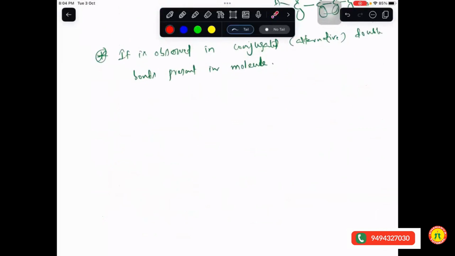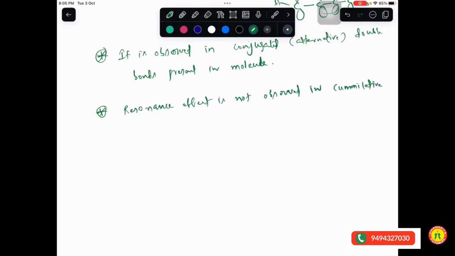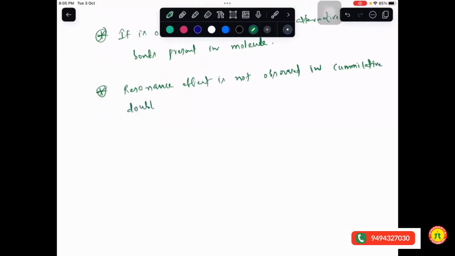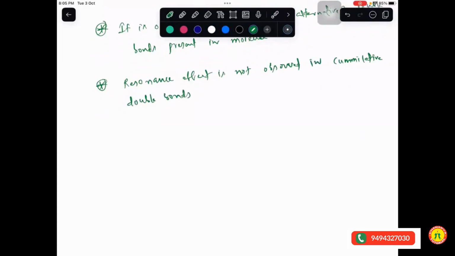See, carefully explaining. The resonance effect or mesomeric effect is not observed in cumulative double bonds. Here is an example I am giving. C double bond C double bond C, and here one hydrogen, one hydrogen, one hydrogen, one hydrogen. This is called allene. Okay, the name is allene.